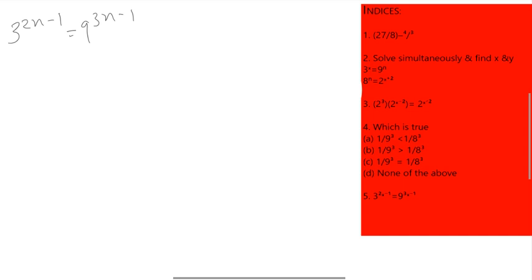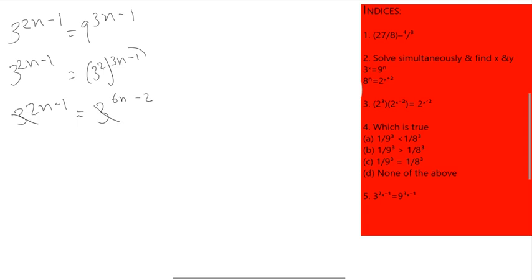So for this one, 3 raised to power 2x minus 1 is equal to 9 raised to power 3x minus 1. I already said that we will try to make the base equal, so we can cancel them out and solve for the powers, right? So we have 3 raised to power 2x minus 1. We know that 9 is 3 raised to power 2. So we have 3 raised to power 2x minus 1 is equal to 3 raised to power 2, all raised to 3x minus 1. This 2 is going to multiply everything in the power, because they are both powers, so they can multiply. So we have 6x minus 2.